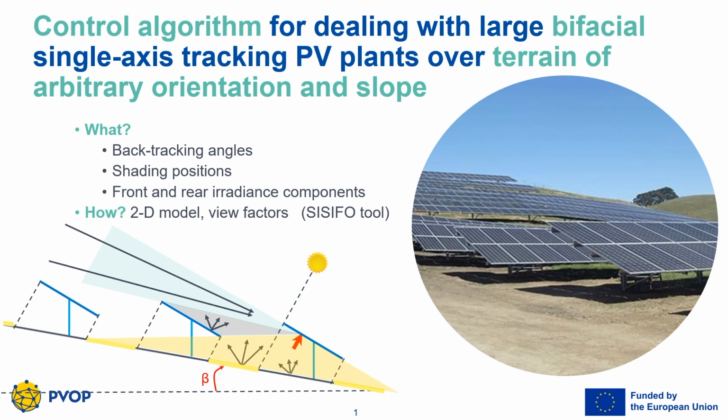In this project, we aim to estimate the production of bifacial single-axis tracking PV plants on terrains of any orientation and develop control algorithms for their trackers. To this end, we have developed a 2D model based on view factors and incorporated it into our photovoltaic plant simulation tool, SISIFO. This model enables us to calculate new backtracking angles, shadow positions, and all irradiance components, front and back, for bifacial plants on sloping terrain.